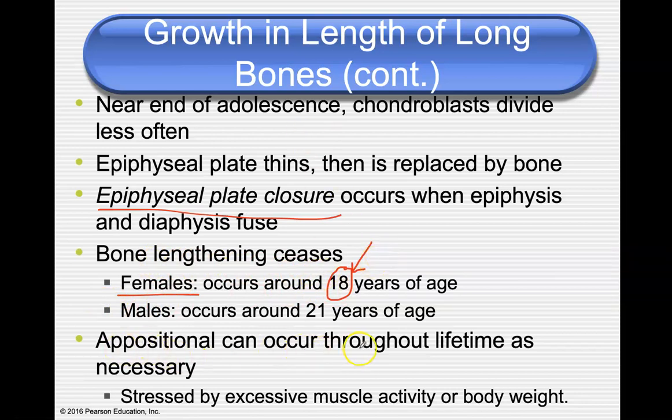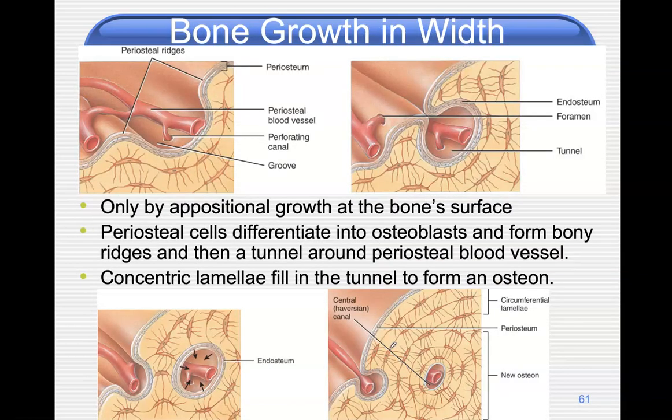Now, appositional growth, remember, can occur throughout the lifetime as necessary. That's the growth in girth. We'll talk about the fact that excessive muscle activity or weight-bearing exercises, where you're putting weight on those bones and stressing them, will actually stimulate that appositional growth, that growth in girth. And that's a way that we can help strengthen our bones as we get older.